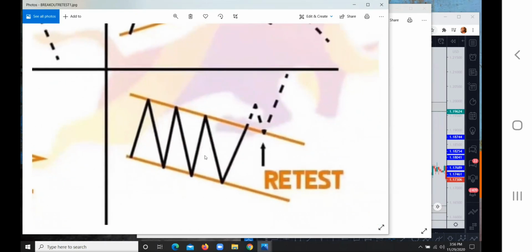Here we have a price channel. Okay, price bouncing in between this descending price channel. And at the top boundary of the price channel, price broke out, pulled back, or retested, and kept going.